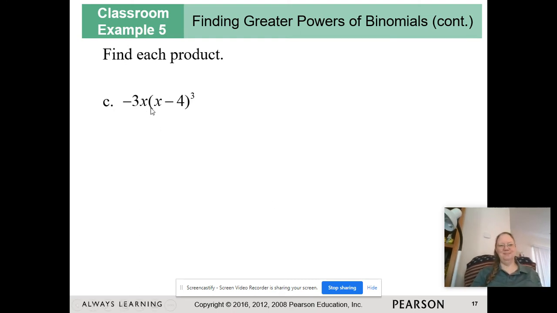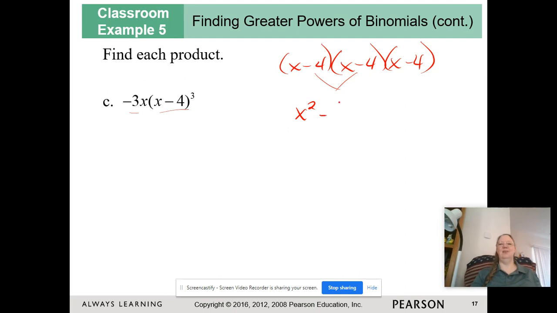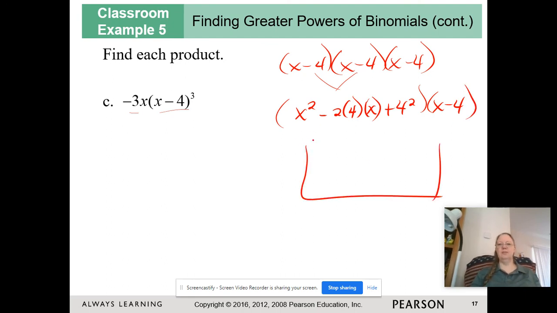Okay, so we're going to cube this, and then we're going to distribute. So x minus 4, x minus 4. Oh, yowza. All right, so x squared minus 2 times 4 times x plus 4 squared, x minus 4. And our box. So x minus 4, x squared minus 8x plus 16.